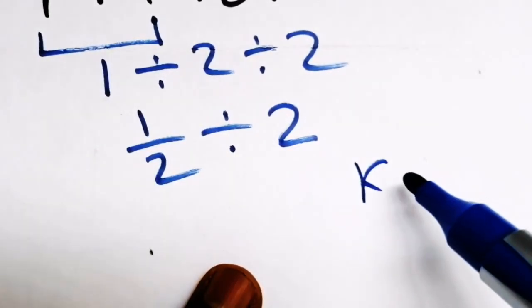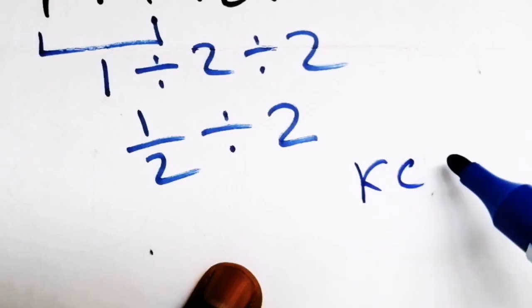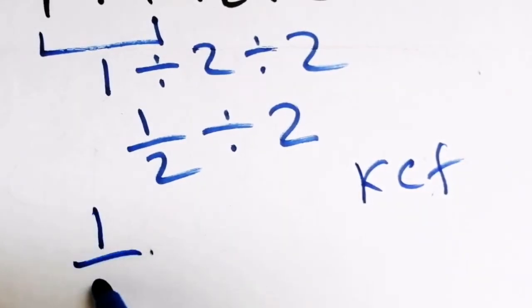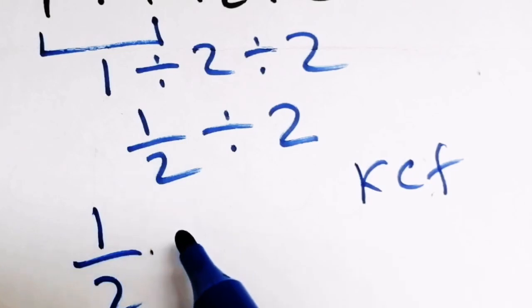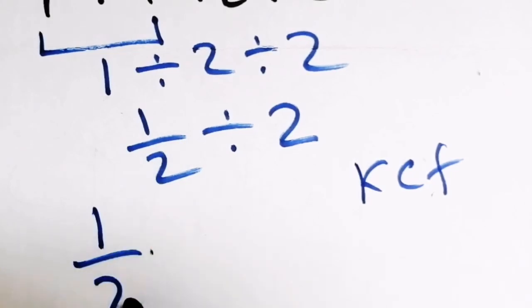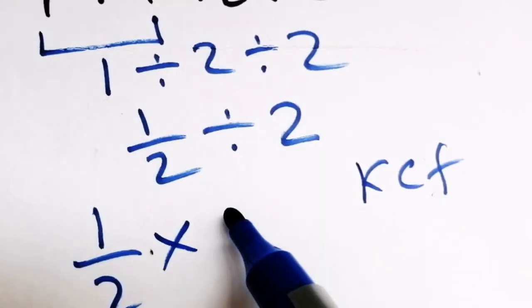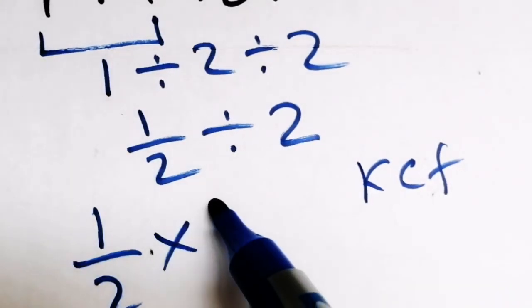Okay, K stands for keep, C stands for change, and F stands for flip. Therefore, we need to keep the first number here, 1 over 2. Then we keep it and change this division into multiplication. Then flip the next number, which is 1 over 2.